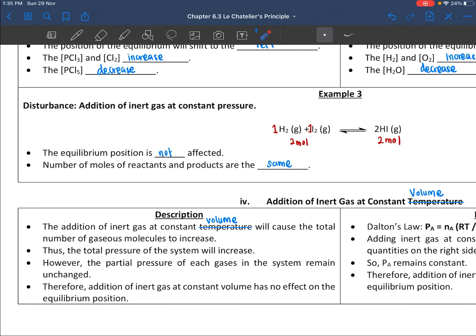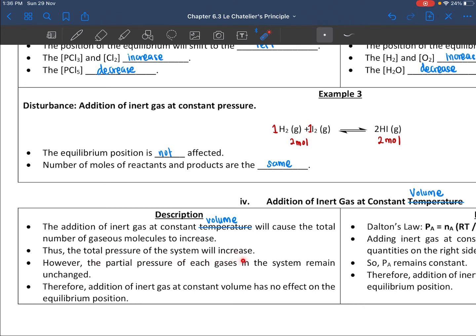Yalah, sebab tadi ada gas A. Contohlah ada gas A, gas B, gas C je. Sekarang ada inert gas. So ada A, B, C dan inert gas. Okay, so obviously total number of moles of gas molecules akan meningkat. So bila ada gas baru masuk, logically dia punya total pressure of system akan meningkat lah.